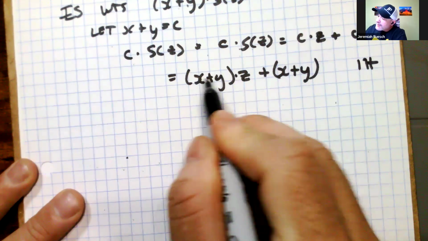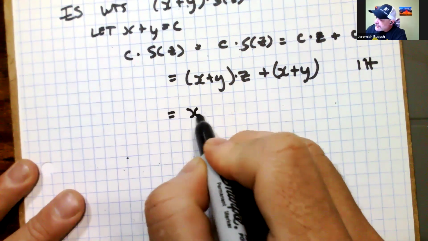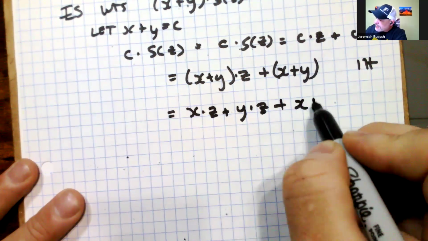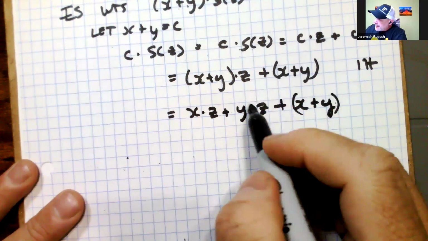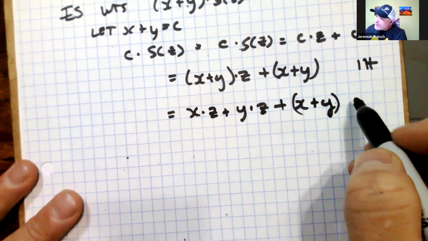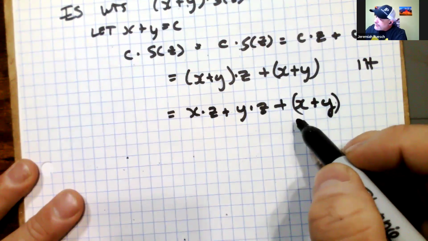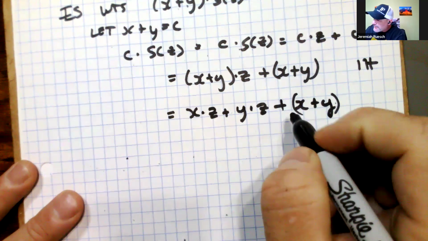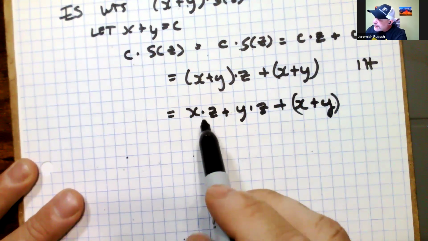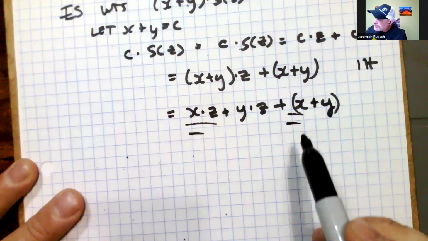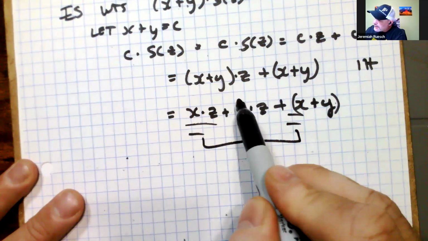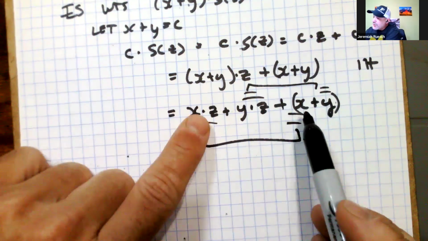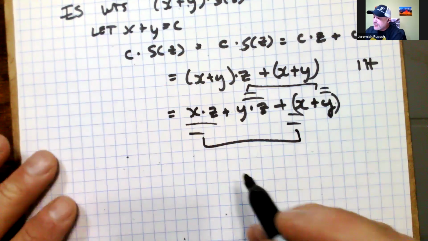I can distribute the z's here into each of those terms. So I have x times z plus y times z plus x plus y. And then by the associativity and commutativity of the natural numbers over addition, which I have shown in a previous example, I can rearrange the order here so that this term and this term are grouped together, and then also this term and this term are grouped together. So I can change the order of them and then reassociate them as well.